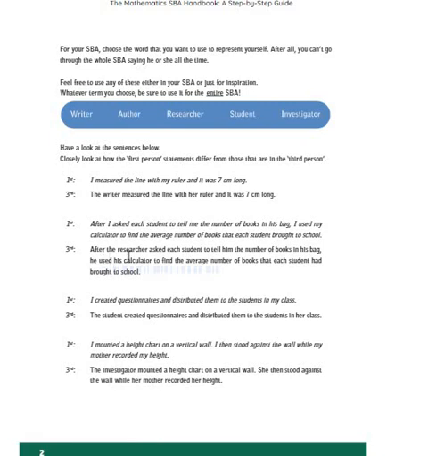Third person: after the researcher asked each student to tell him the number of books in his bag, he used his calculator to find the average number of books that each student had brought to school. First person: I created questionnaires and distributed them to the students in my class. Third person: the student created questionnaires and distributed them to the students in her class. Final example, first person: I mounted a height chart on a vertical wall. I then stood against the wall while my mother recorded my height. Third person: the investigator mounted a height chart on a vertical wall. She then stood against the wall while her mother recorded her height.